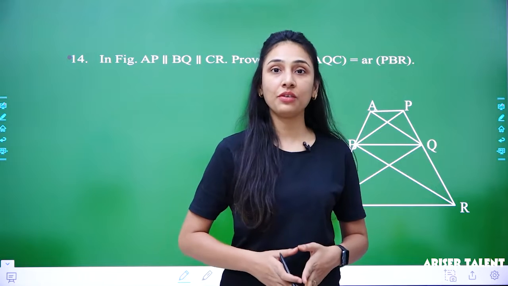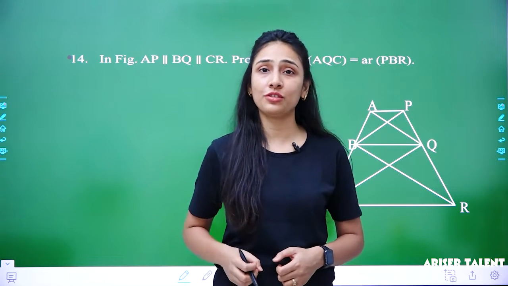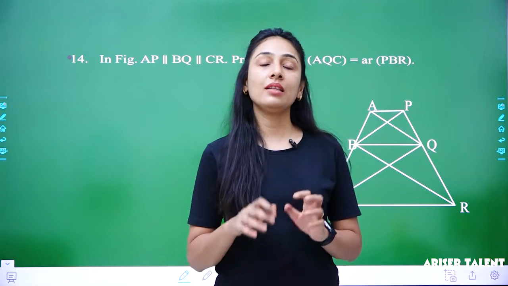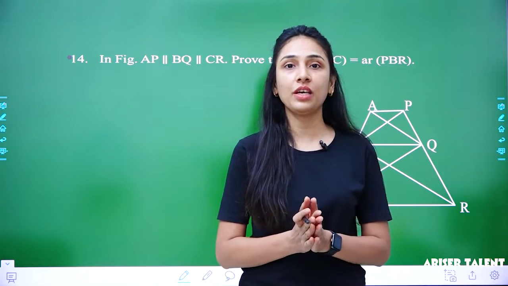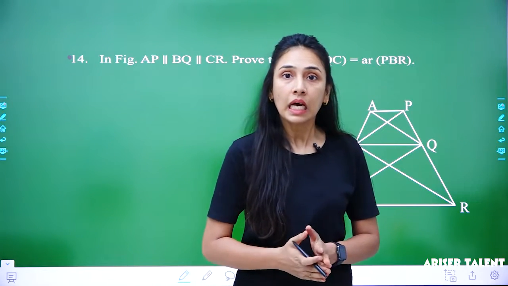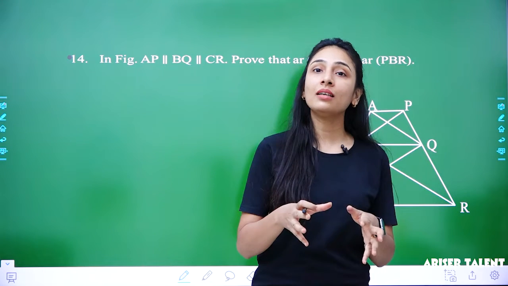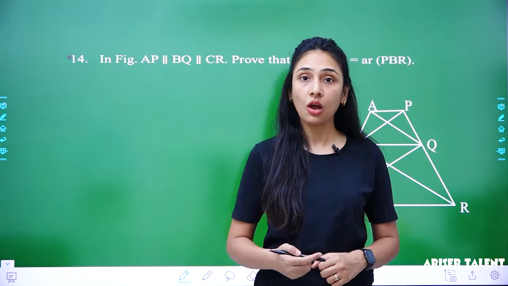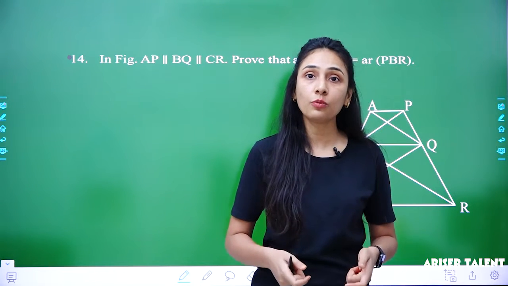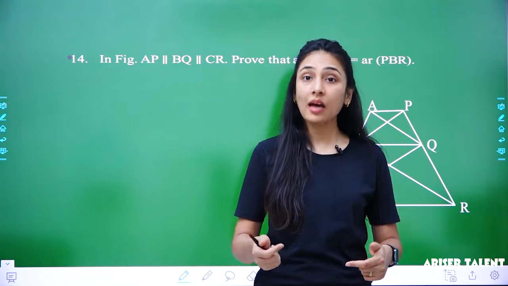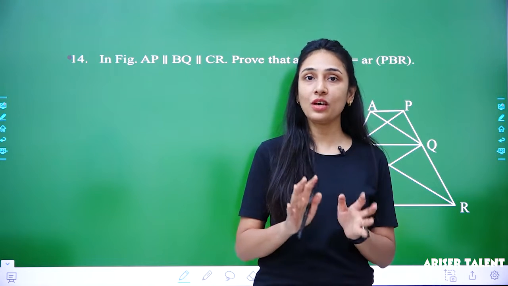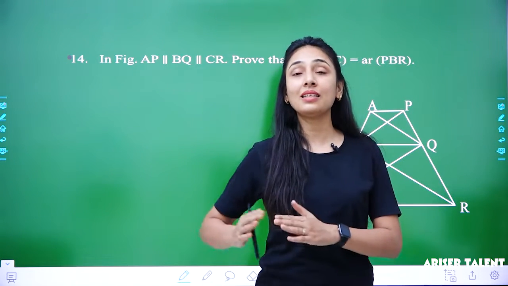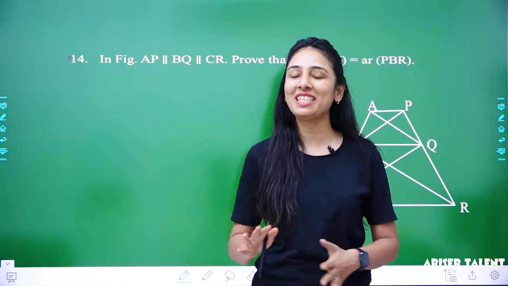In today's session, we are going to do some more questions based on area of parallelogram and triangle. In this session, we are going to prove the converse. We have been given some triangles whose areas are equal to each other, and on the basis of this, we are going to prove that these lines are parallel to each other. So we are going to use the converse of it. After that, in the next session, we are going to summarize our complete chapter.